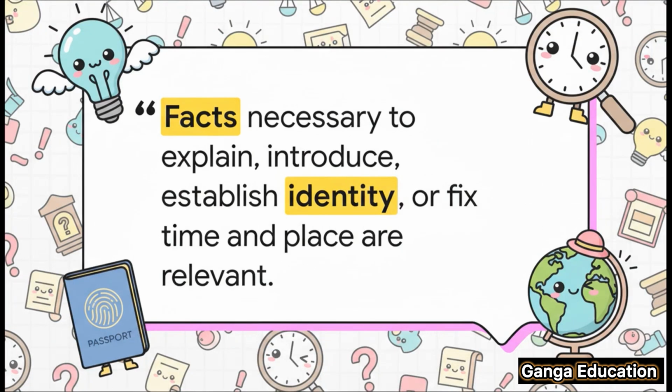You'll notice the language here is incredibly broad, and that's on purpose. It covers facts that explain or introduce something, facts that support or push back against a theory, facts that establish someone's identity or pin down a time and place, and facts that show the relationships between people. This wide scope is what allows the court to take abstract circumstances and turn them into concrete, admissible evidence. Let's see how the examples make this clear.